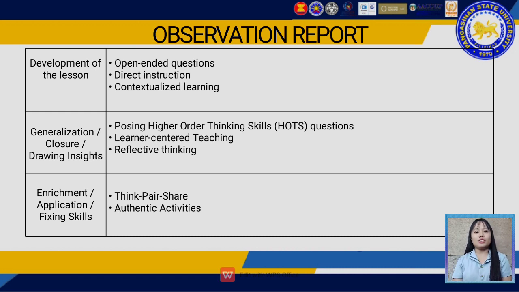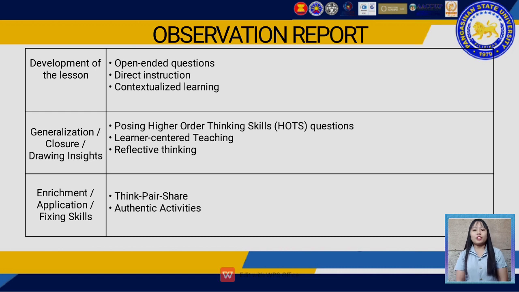They also use contextual learning, wherein it is relating the lesson to the learner's personal experiences, making the learning process more engaging and participatory. And for the next procedure, we have here the generalization or the closure or the drawing insight, wherein they use the strategies or techniques that HOTS or the posing higher order thinking skills question. The teacher asks questions which lead to the better retention of information.